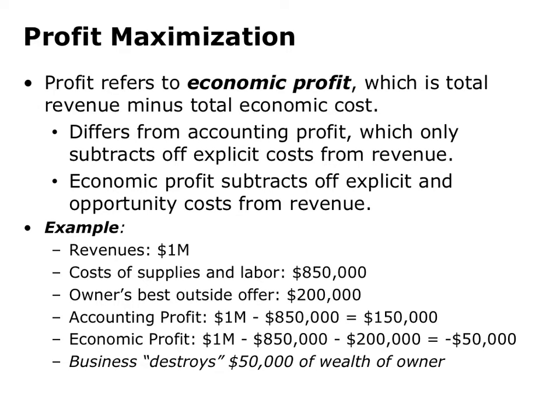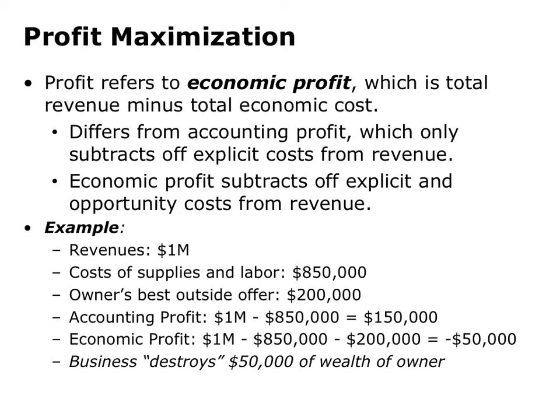Consider the following example. Suppose there's a firm that produces some good, and when it sells the good, it earns revenues of $1 million. In order to produce this good, it has to pay for supplies and labor. The cost of these supplies and labor, called the explicit costs, are $850,000. Now, economic profit also considers the opportunity costs of these inputs, or the next best option for these inputs.